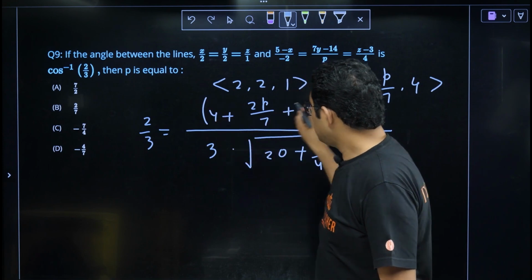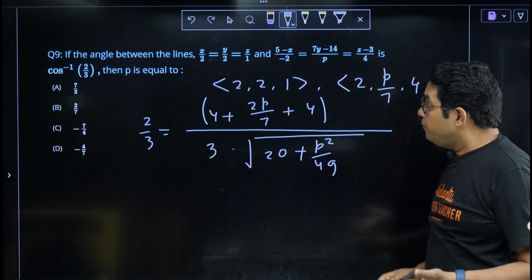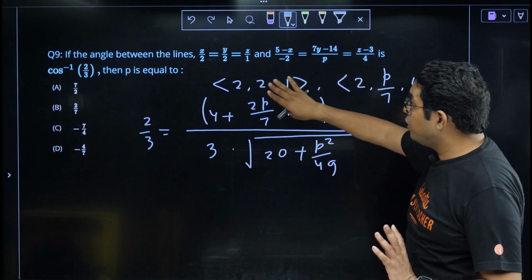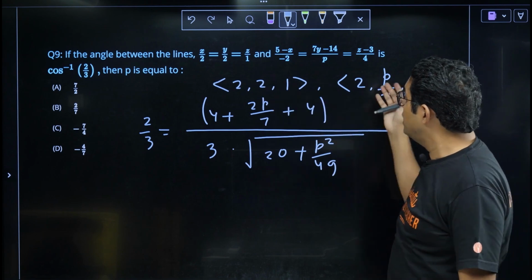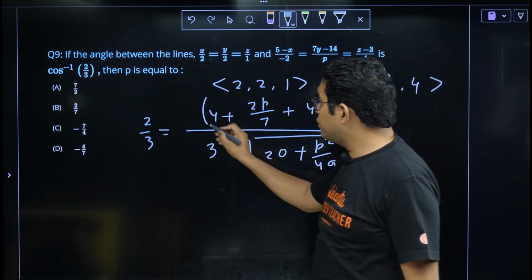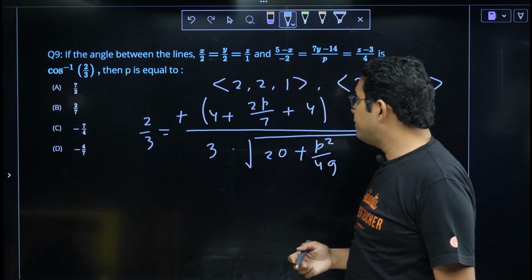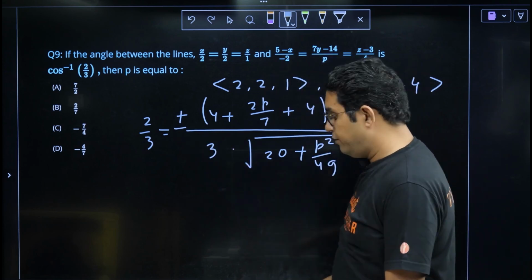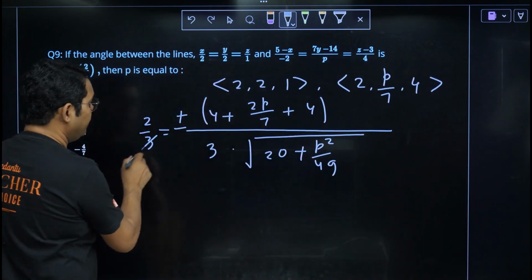One more thing, because it's a direction ratio, we might take the direction of one of the lines in the opposite direction. In that case, your angle can become pi minus what we are looking for. So here it could have been plus or minus also, but that will not matter because when we do the calculation, the 3 will cancel this thing.